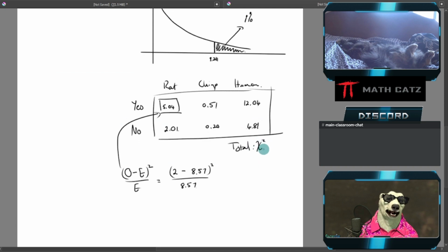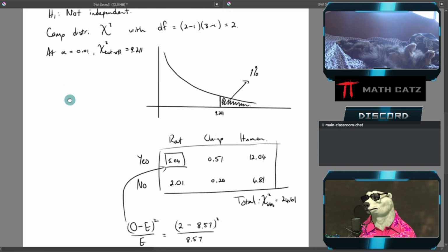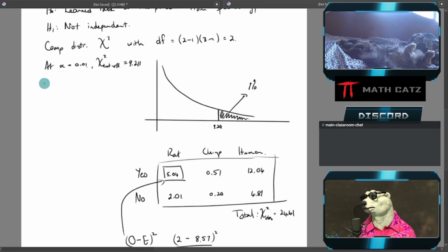So chi-squared observed, when I add them all up, I get 24.61. That is going to be what we write over here. Chi-squared observed, 24.61. So the same calculation happens over and over and over. Yes, when I do it by hand, it's tedious, but it's not that complicated. 24.61. And I see that sits way further than my cutoff, and I'm ready to make my conclusion.